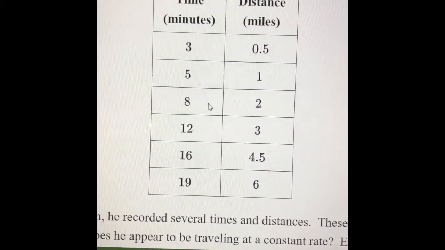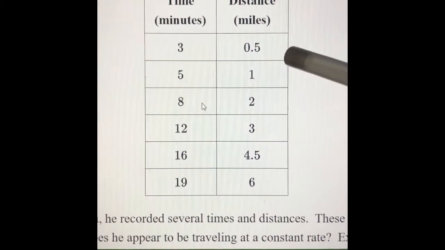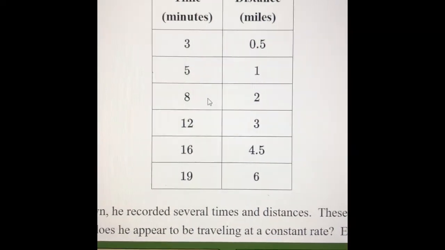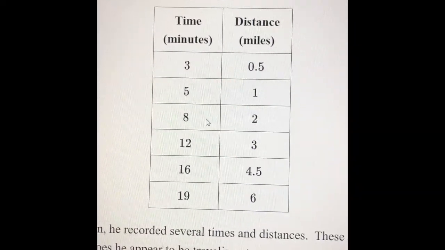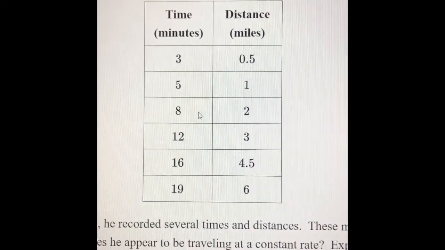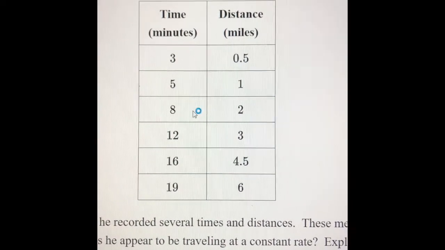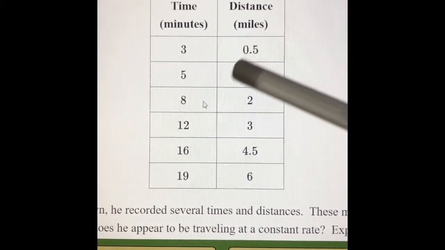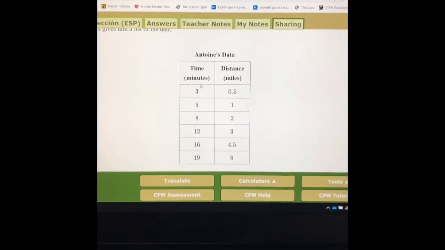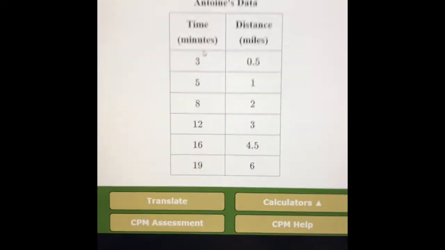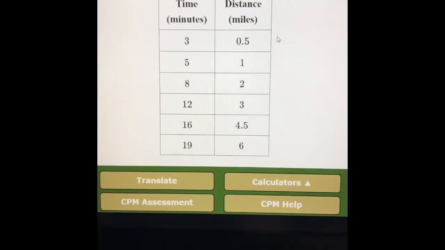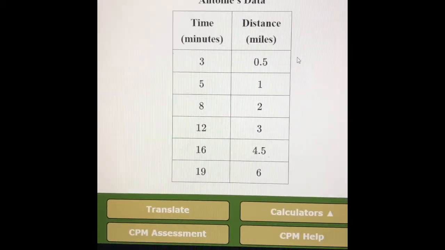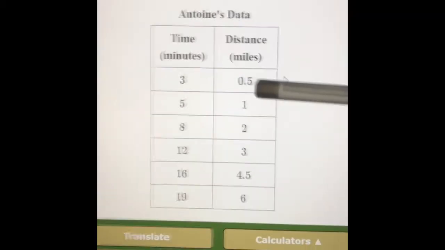Is it going at a rate where if we multiply this number by something, it would be the same going all the way down? And what I saw was that it looked like there's not a constant rate. I figured out what was going on here. CPM gave me an answer that I didn't really like very much, so I came up with my own justification.